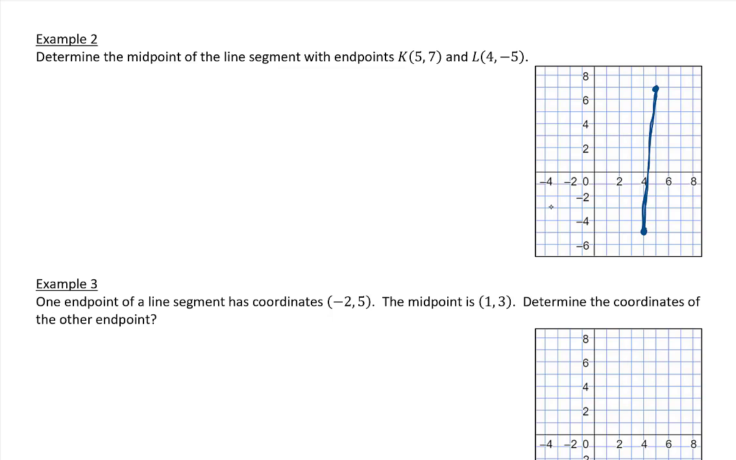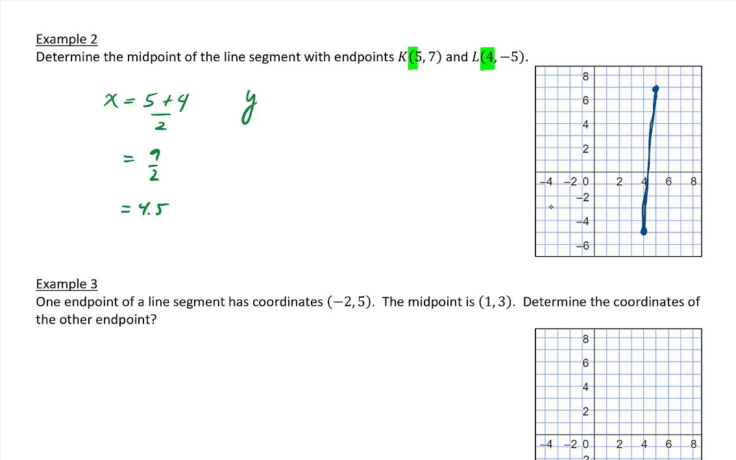So let's do it without the graph this time. Let's start with the x's. If I want the average of the x's, I'm going to take 5 and 4, add them up, and divide by 2. So I get (5 plus 4) over 2. That's 9 over 2, which is 4.5, or 9 over 2.